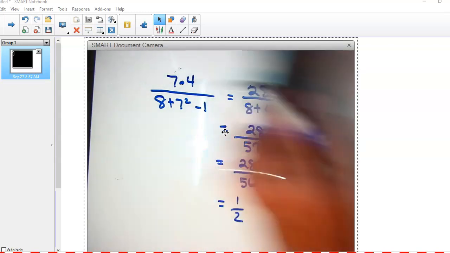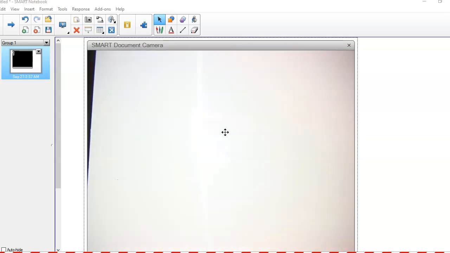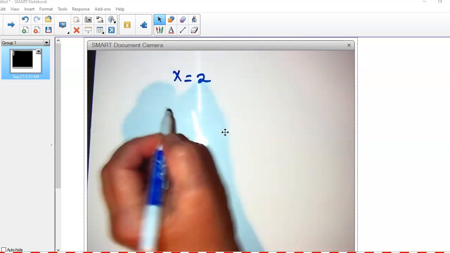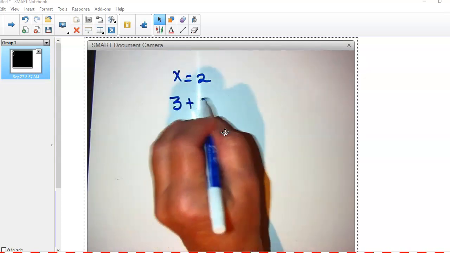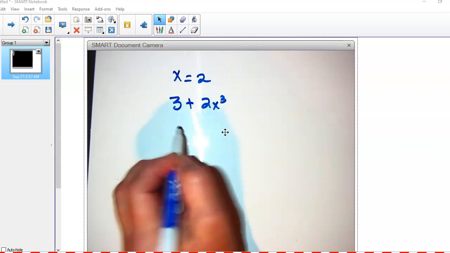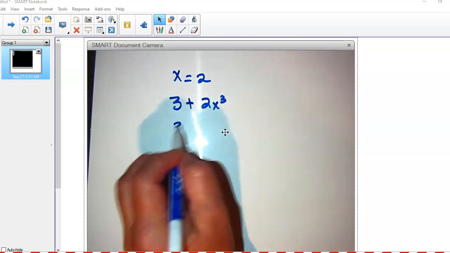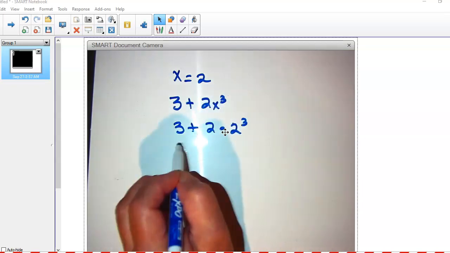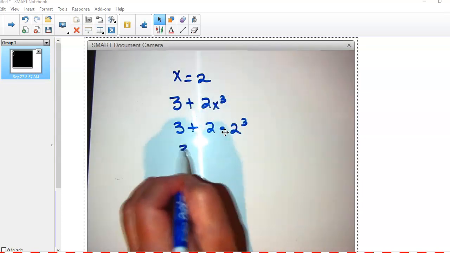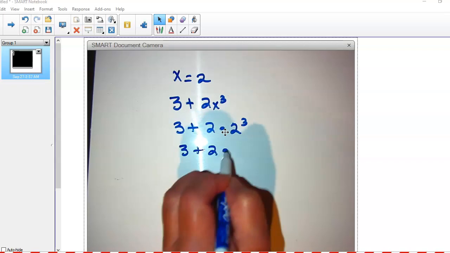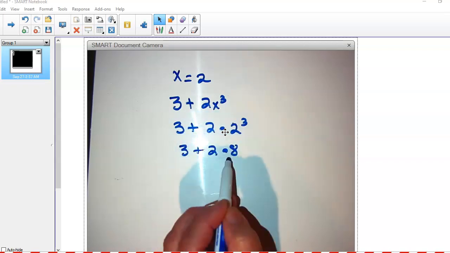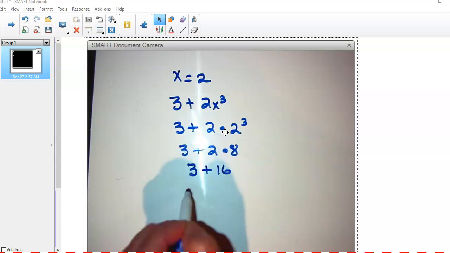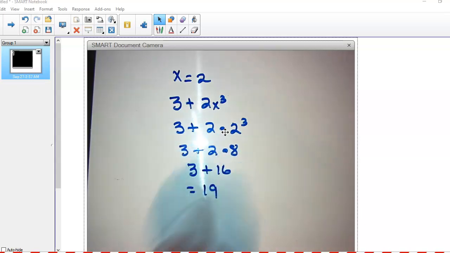Okay, now I'm going to try a little more substitution. So I'm going to say x is 2, and 3 plus 2x to the third. So we're going to say 3 plus 2 times 2 to the third. And we've got to do our exponent, so 3 plus 2 times 8. Now we have addition and multiplication. We do the multiplication. So 3 plus 16, and that equals 19.